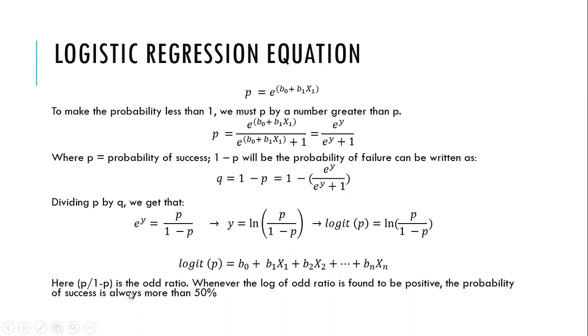So here, p divided by 1 minus p is called the odds ratio. And whenever the log of the odds ratio is found to be positive, the probability of success is always more than 50%.